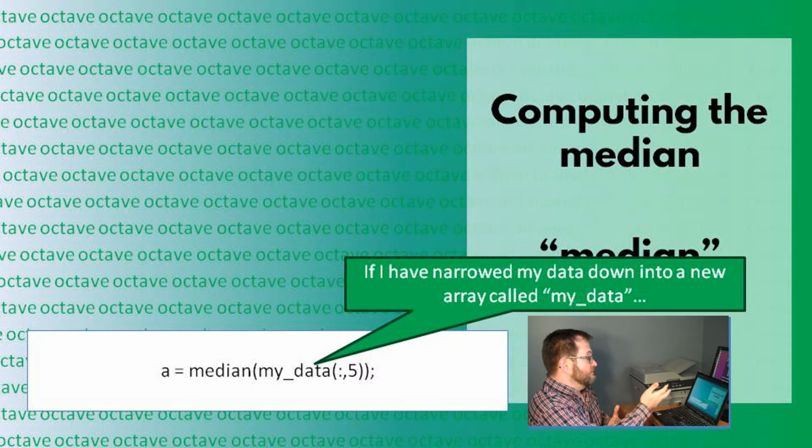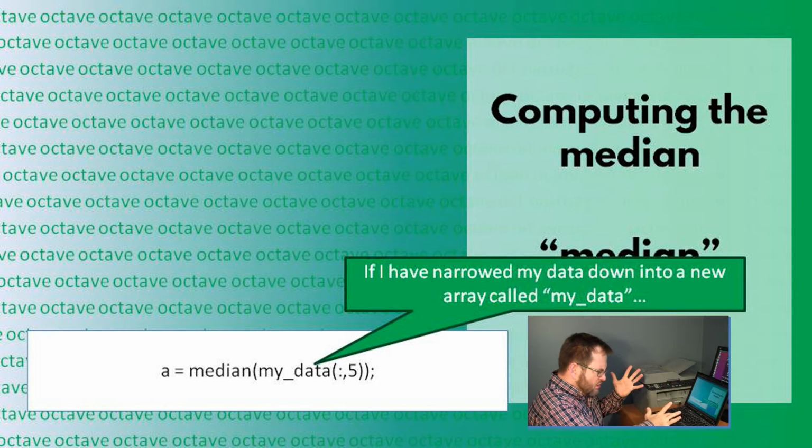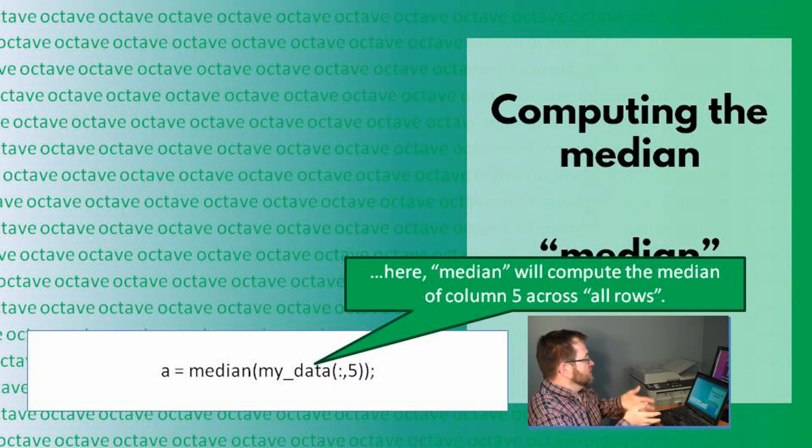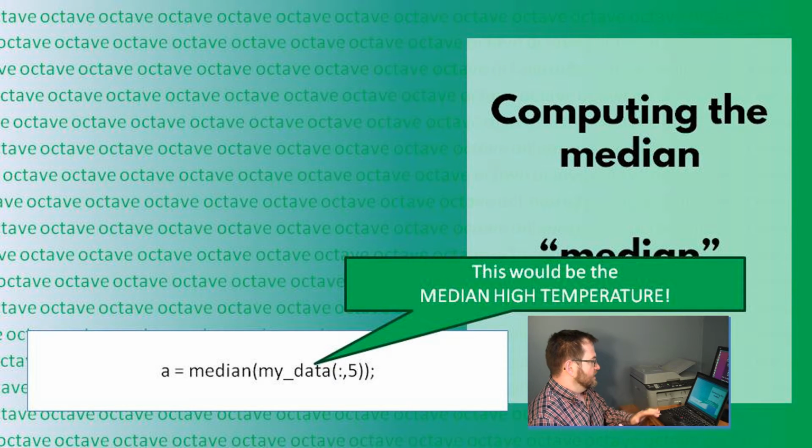Then I have this array, which I'm calling my data right now. Here I'm computing the median of the data that are left in column 5. All rows, each of which is a different day, but we're computing the median of the data in column 5. So what's the value of column 5 such that half of the values are less than this and half are more? For example, the way I have it written right now, that would be the median high temperature.